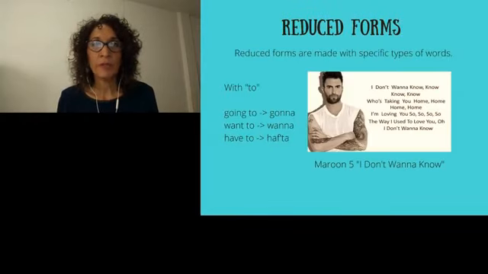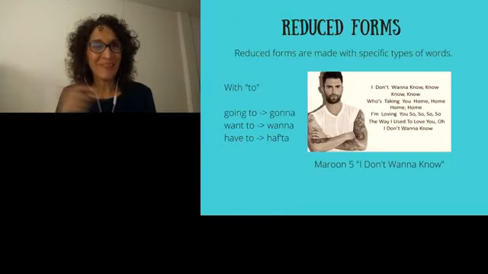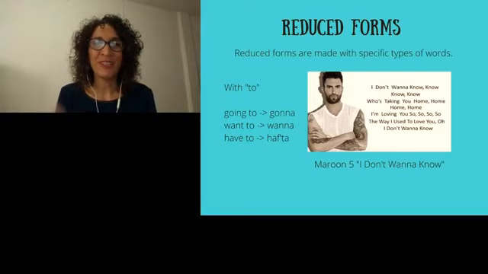So we make reduced forms with specific types of words. The first set here is prepositions like the word to. So we already talked about gonna. Then we have want to becomes wanna. So you can see we just drop the T's. We forget about those, and we don't say want to, we say wanna. If you want to hear it, you can go to YouTube. You can find the song I Don't Want to Know by Maroon 5, and you can sing along.